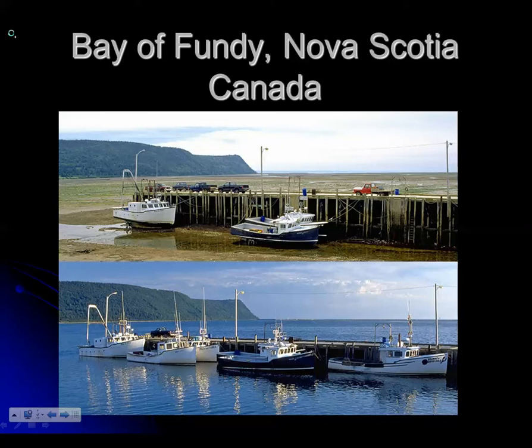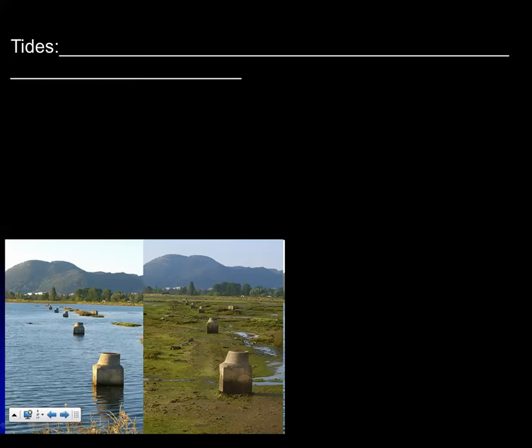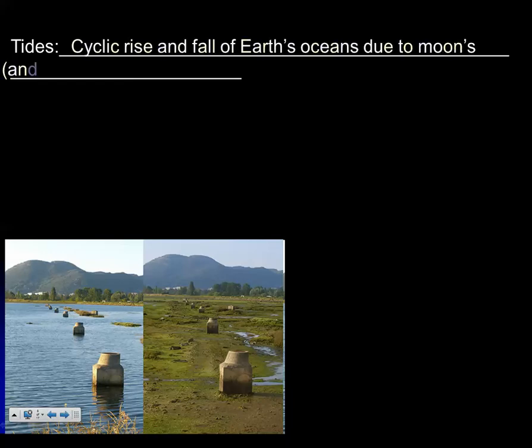And you can see here during low tide, those boats are stranded. They have to wait. They can't go anywhere until the tide comes in. But it does so quite regularly, as you'll find out. So when we think of the tides, at least for the oceans, there's other tides too, we think of the cyclic rise and fall of Earth's oceans due to the moon's and partially the sun's gravitational pull as well.